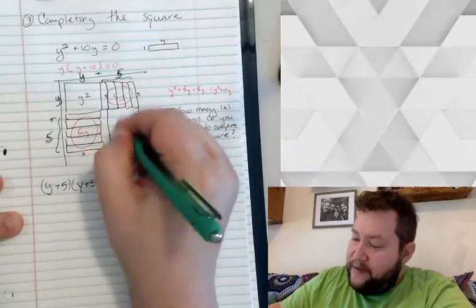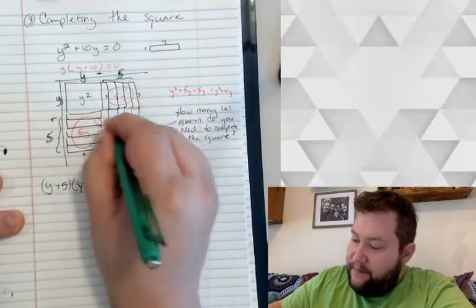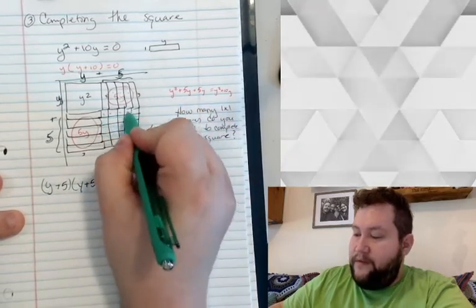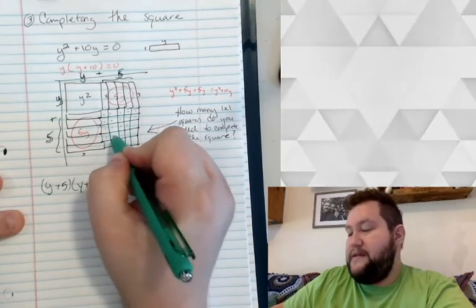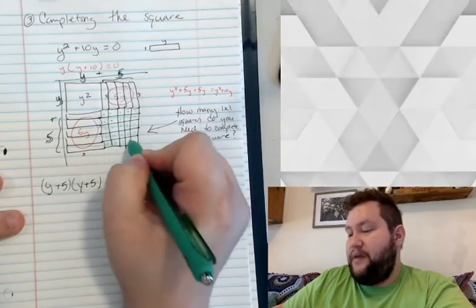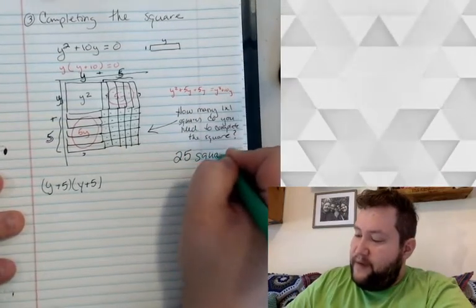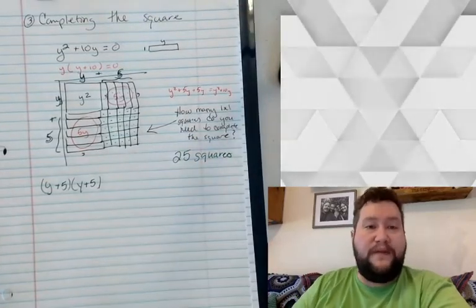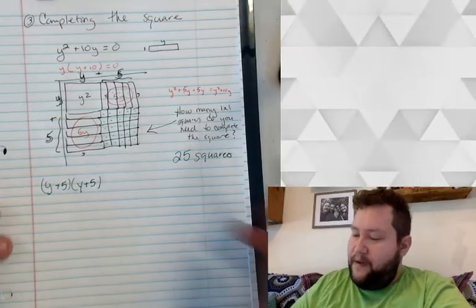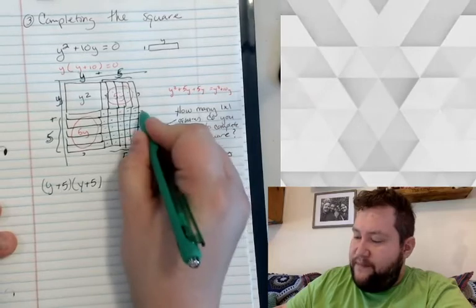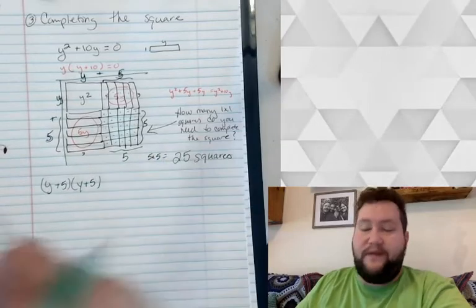Well, if we just extend our lines down and extend our lines over, we have 1, 2, 3, 4, 5, 6, 7, 8, 9, 10, 11, 12, 13, 14, 15, 16, 17, 18, 19, 20, 21, 22, 23, 24, 25. We need 25 squares to complete the square. And we also could have gotten that because we knew that this was 5, and that was 5, and 5 times 5 is 25.